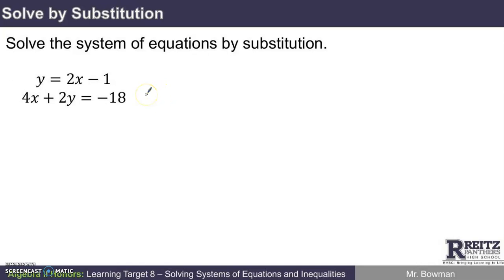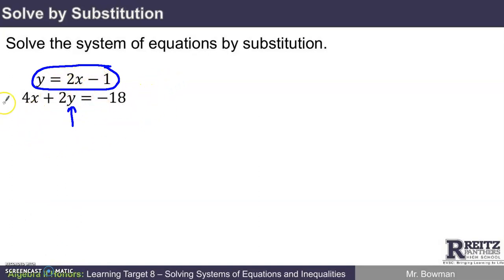So I'll show you a pretty basic example here. It says solve this system by substitution. So we've got y equals 2x minus 1 and 4x plus 2y equals negative 18. What I see right here is that y and 2x minus 1 are equal to one another. And when two things are equal, what that means is that you can use them interchangeably. So since y equals 2x minus 1, that means in the other equation here, everywhere that I see y, I could instead write 2x minus 1.